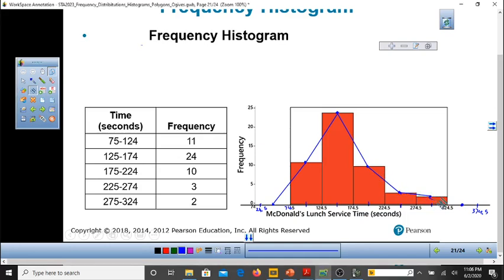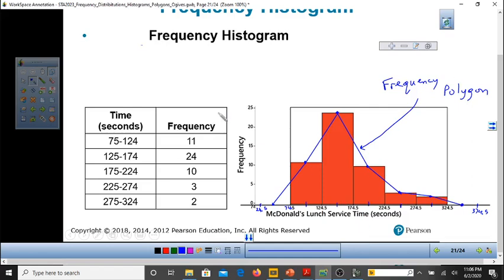And then my last segment should end on the x-axis like that. This blue graph here is the frequency polygon. That is my frequency polygon for the data that I just did right there.